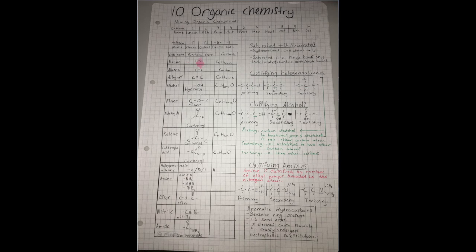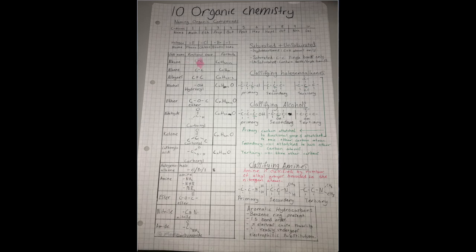Primary alcohol molecules are when the carbon bonded to the hydroxyl group is bonded to only one carbon atom. Secondary is when the carbon that's bonded to the hydroxyl group is bonded to two carbon atoms, and tertiary is when it is bonded to three.